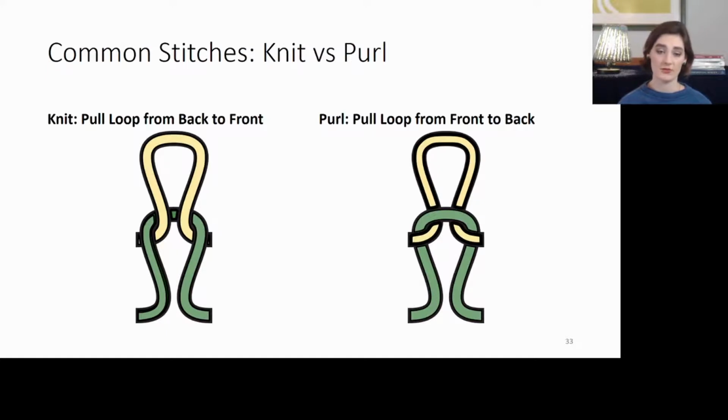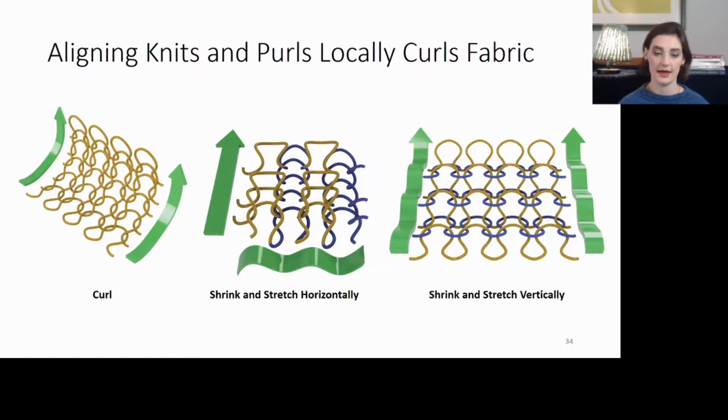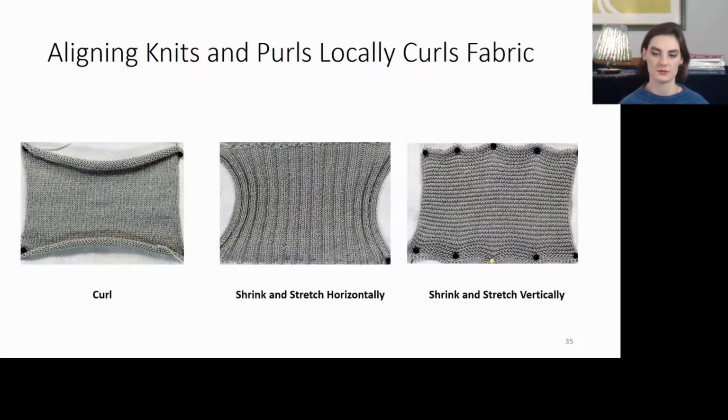We can pull a loop from back to front, which creates a knit stitch, or we can pull a loop from front to back, which creates a purl stitch, each of which have an intrinsic positive or negative curl. And if we align these stitches across an entire piece of fabric, we can create a texture that curls on itself or shrinks and stretches horizontally, as in these photos.